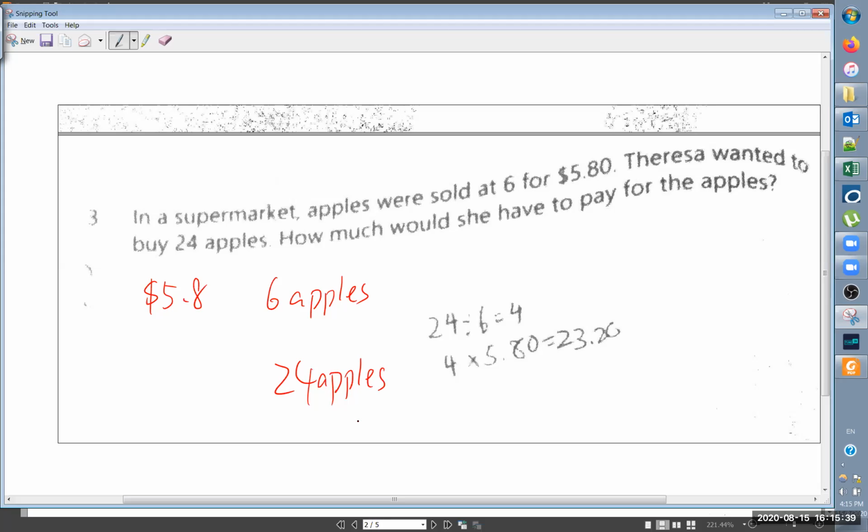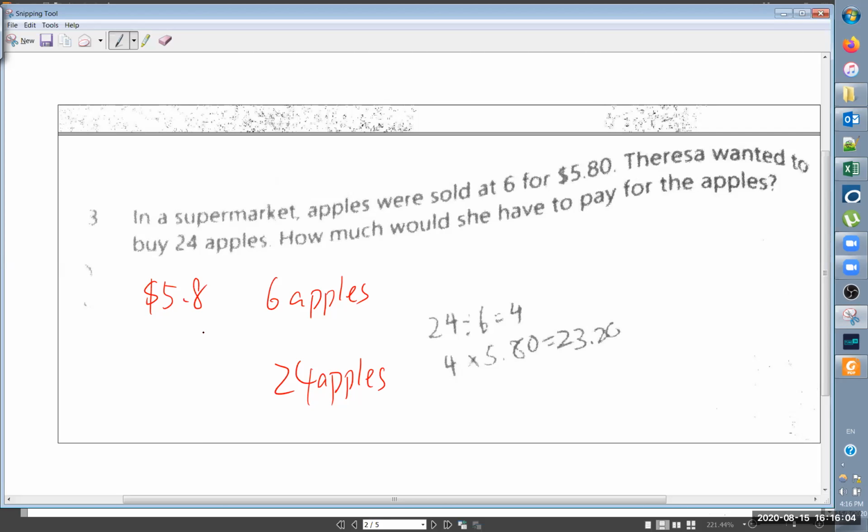How do you think of this question? Do you think you need to pay more or less? 6 apples is 5.8, right? So if you want to buy 24 apples, do you think you pay more than 5.8 or less than 5.8? More than 5.8 because you get more apples, right?